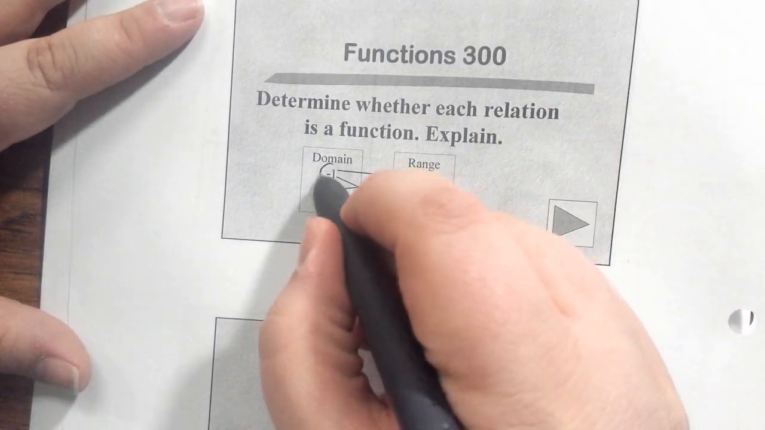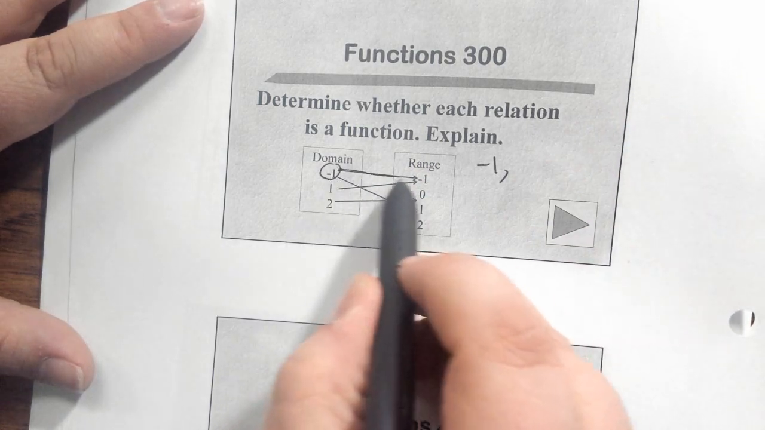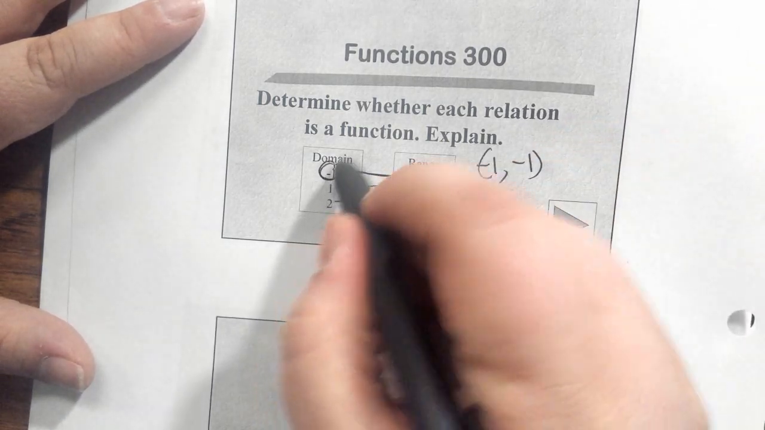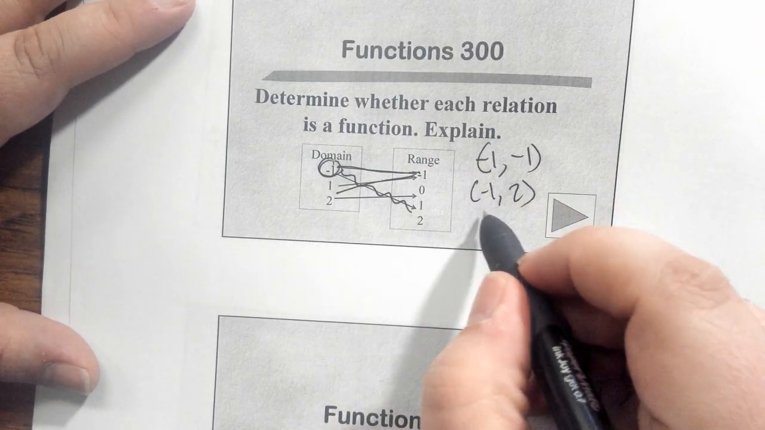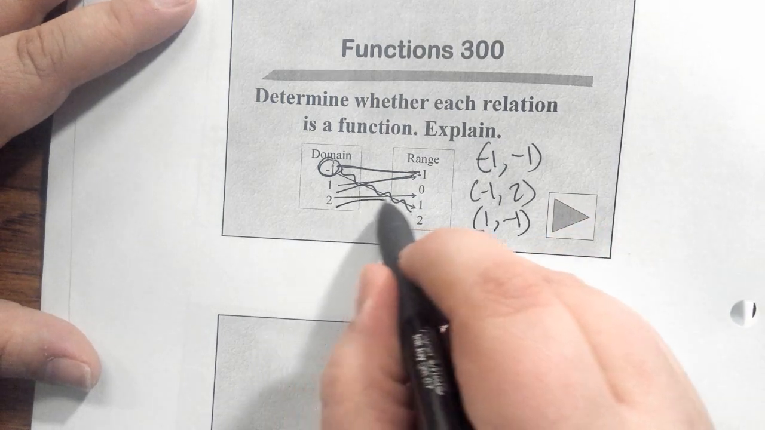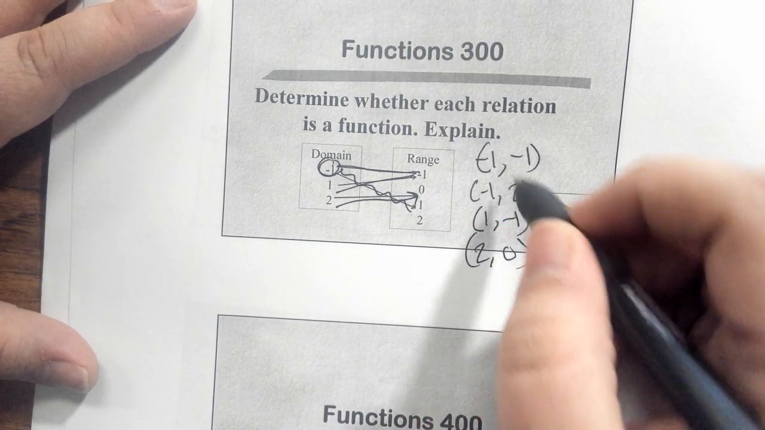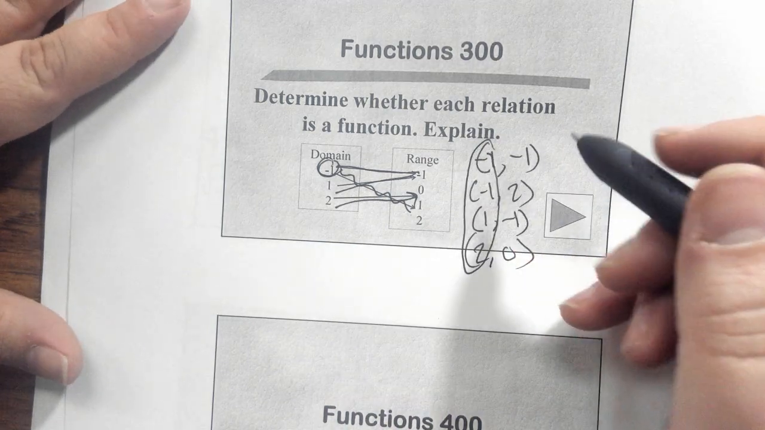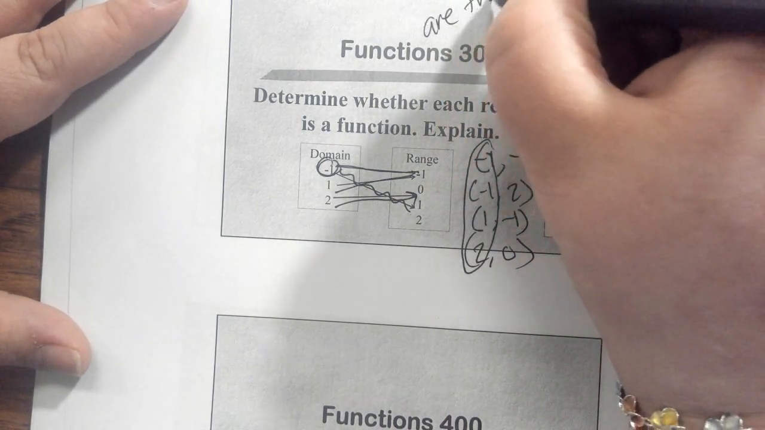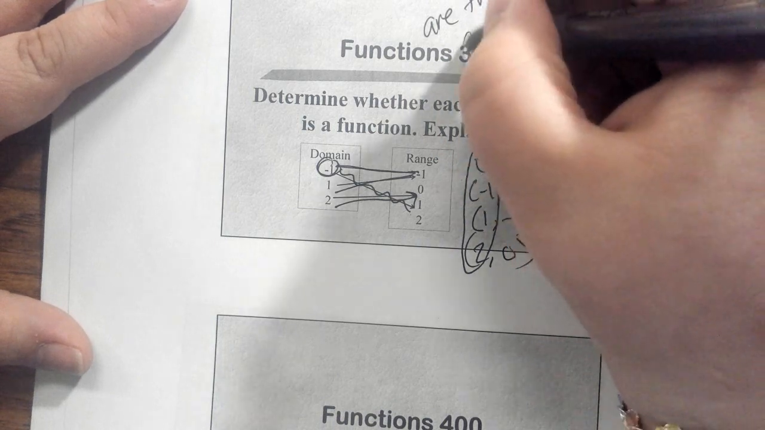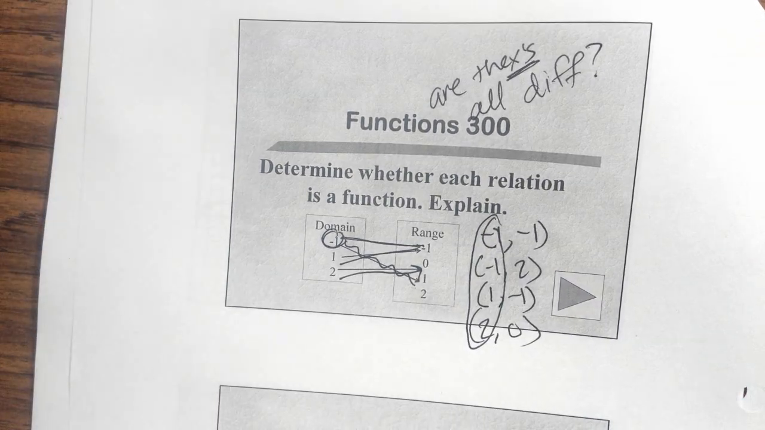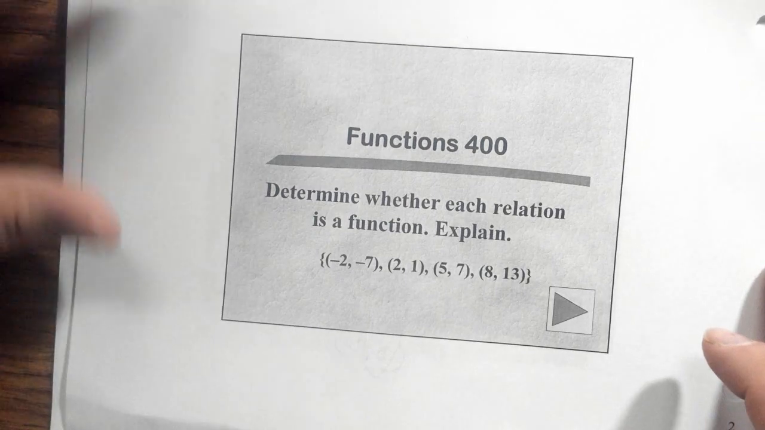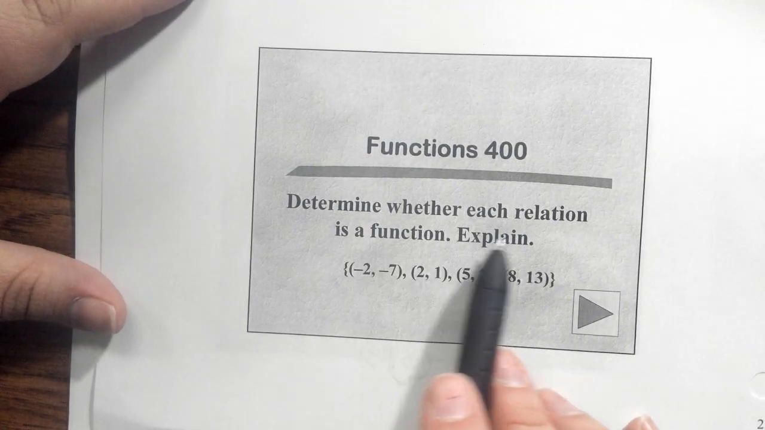Okay. Same thing for number 3. I would write out the ordered pairs. -1 maps to -1. -1 also maps to 2. 1 maps to -1. And 2 maps to 0. Look at all the x values. Ask yourself, are the x's all different? If the answer to that is yes, it's a function. No, non-function.